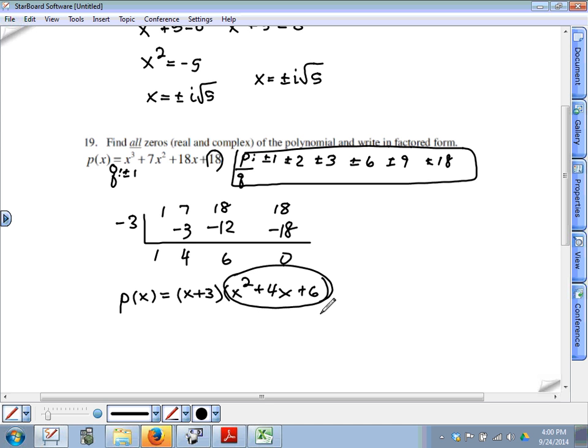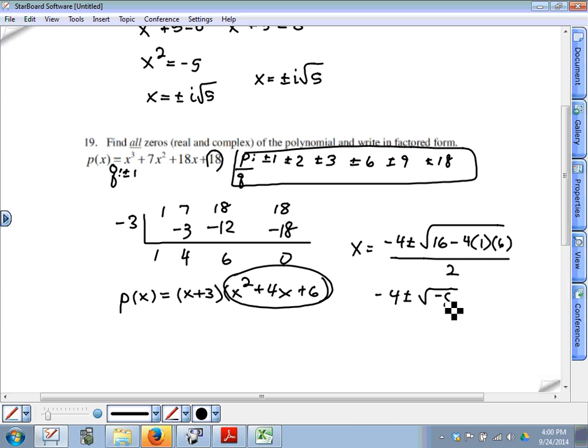This does not factor other than using the quadratic formula. So x equals the opposite of b, plus or minus the square root of b squared minus 4 times a times c, all over 2a. So it's negative 4 plus or minus the square root of 16 minus 24, which is negative 8. And then the square root of negative 8 is plus or minus 2I root 2.